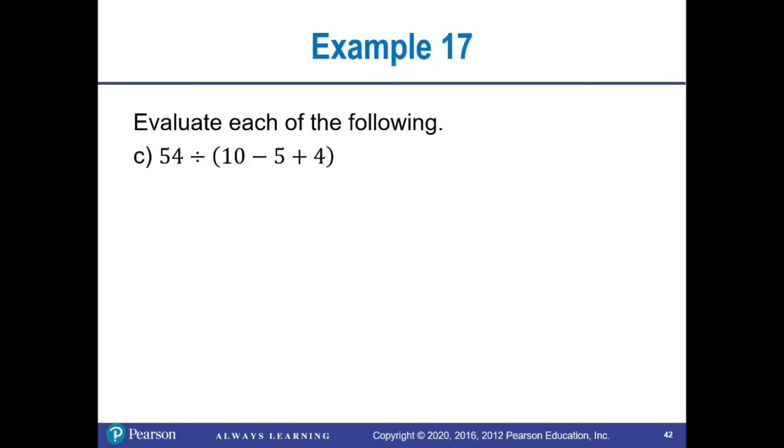And last we have part C. Here we do have parentheses, so we're going to start with our parentheses, and we'll start with the 10 minus 5 in parentheses. Inside parentheses, we still follow our order of operations. So addition, subtraction from left to right. 10 minus 5 is 5. Bring down the rest of the problem. Again, we have our parentheses. 5 plus 4 is 9. And 54 divided by 9 is 6.